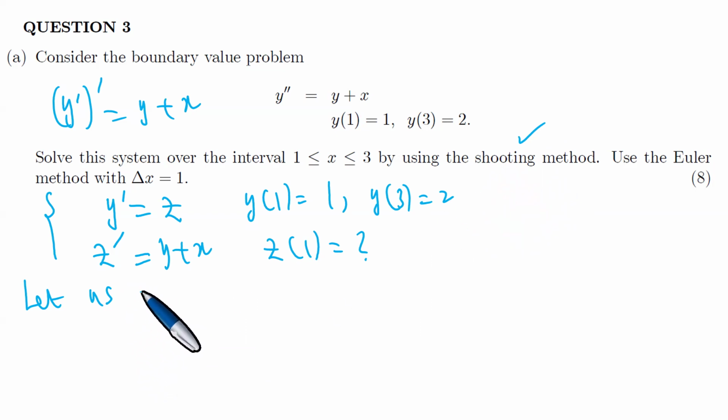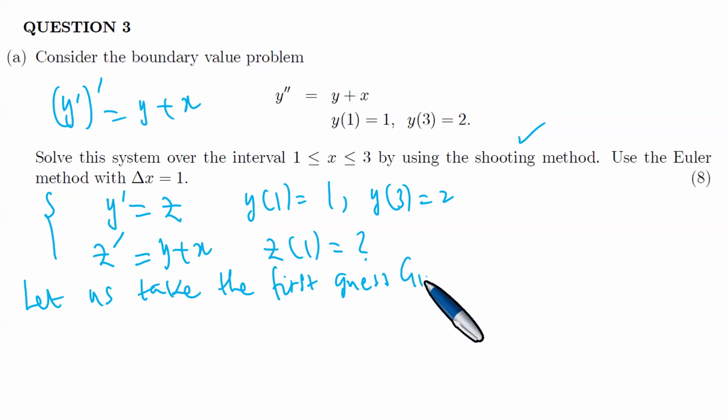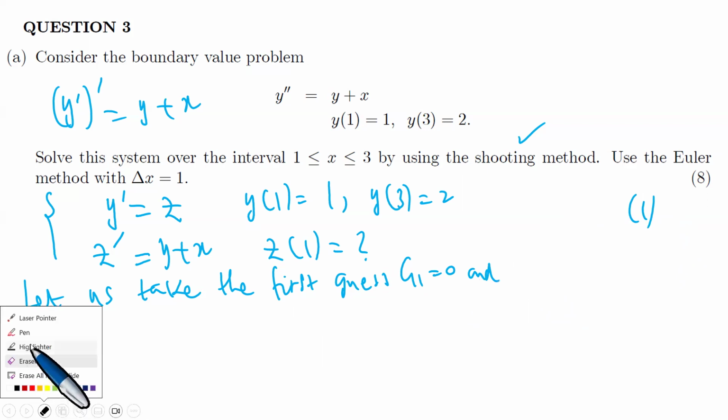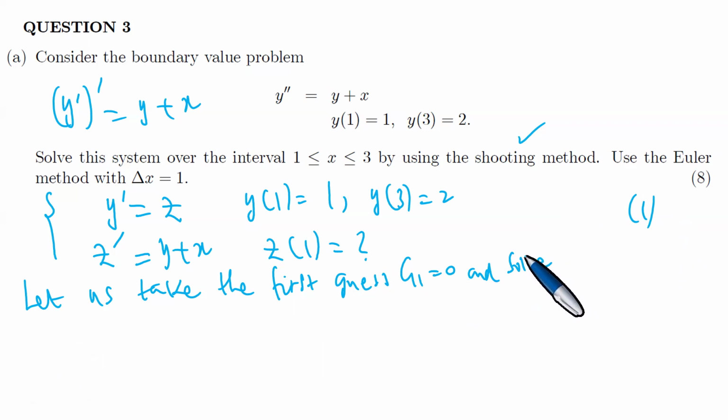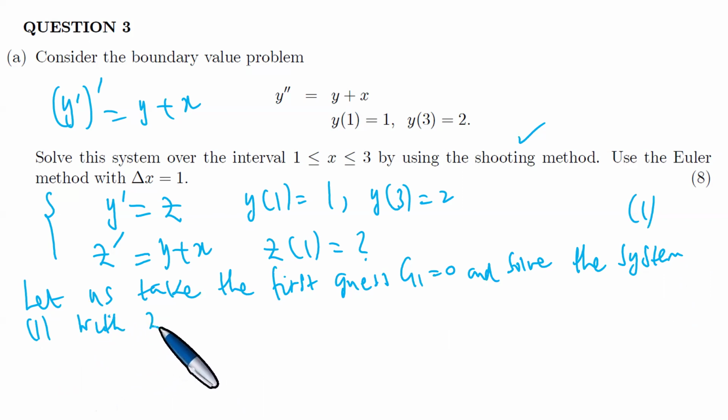So now let us take the first guess. Right, let us take the first guess equals 0. And now we call this system 1. And solve. Let us take the system 1 and solve the system 1 with z at 1 equals guess 1 equals 0. You can see what that means.